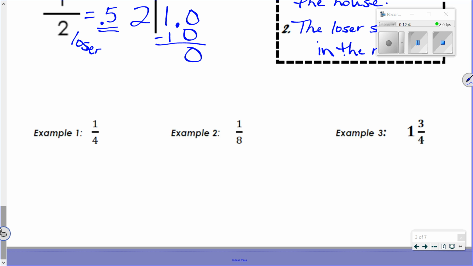Wow. Okay, guys, we're going to give you 3 minutes to do these next 3 problems. 3 minutes, go. Okay, first one. Again, the top guy is the winner. He goes in the house. Loser's left on the outside.